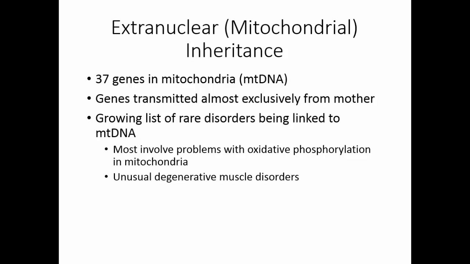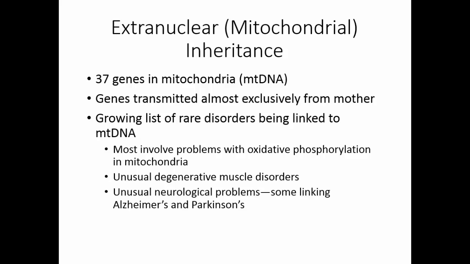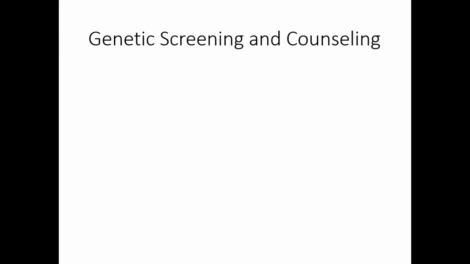However, there are a few rare degenerative muscle disorders that have been linked to mitochondrial DNA and a few rare neurological problems. Some are beginning to link Alzheimer's and Parkinson's to mitochondrial DNA. We now have the ability to tell someone their genetic makeup. As a result, we can do genetic screening and counseling. One of the things we can do is identify the carrier state.